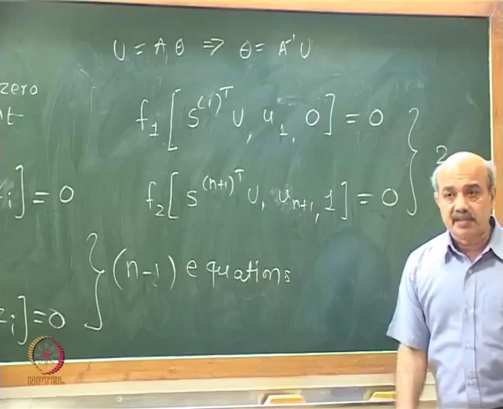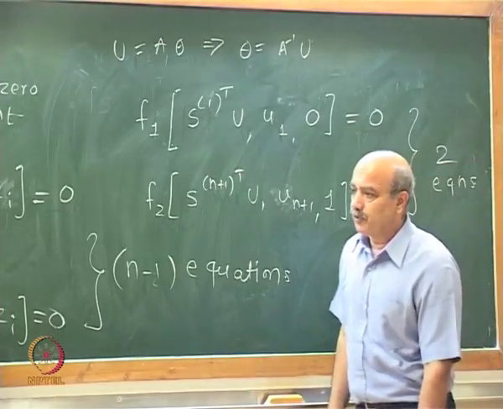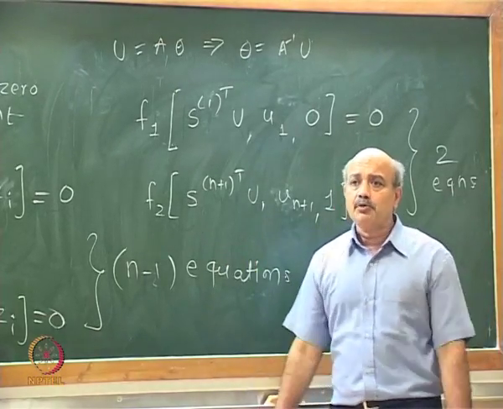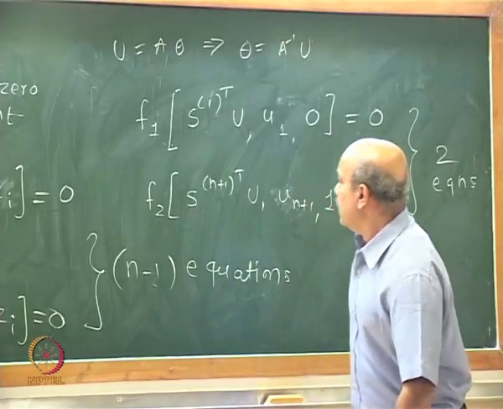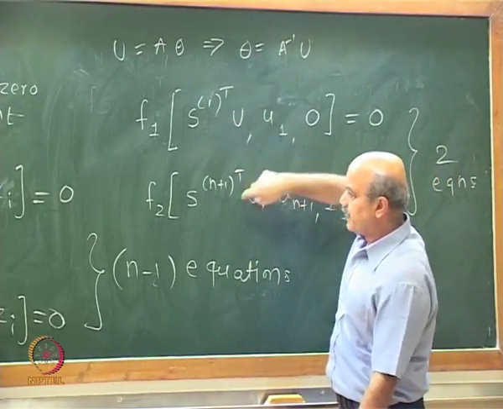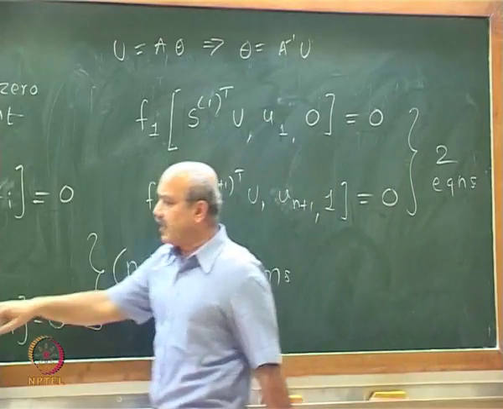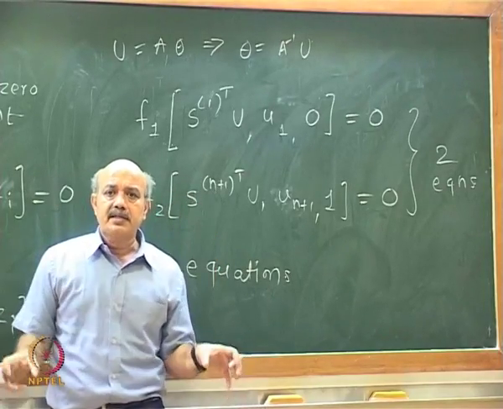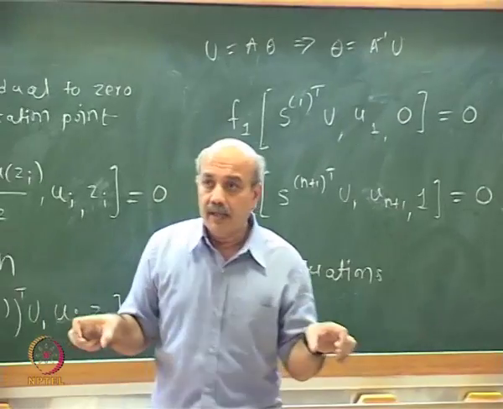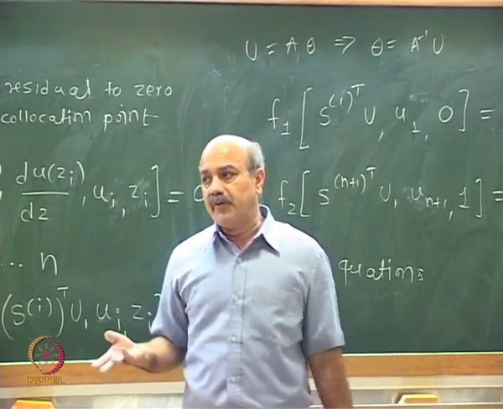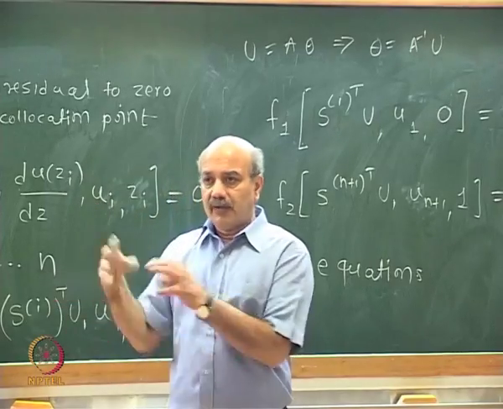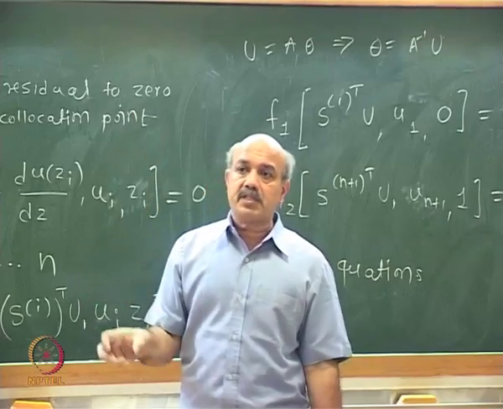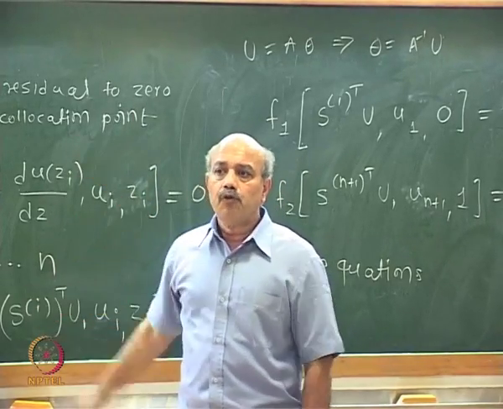Let's take a specific example, then it will be easier for you to understand. Before that, for the sake of convenience, I want to define two matrices, S and T, using these S vectors and T vectors. I'm going to give you a method to compute them very easily. For a given number of collocation points, one has to first construct these matrices and then use them to formulate the equations.